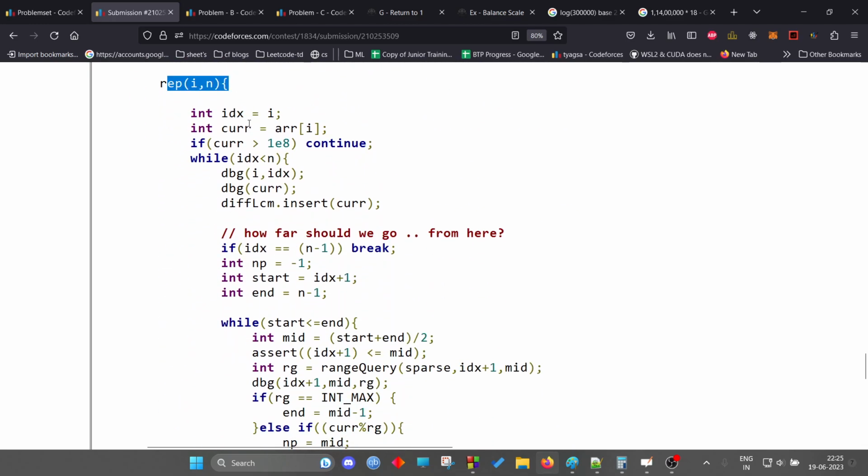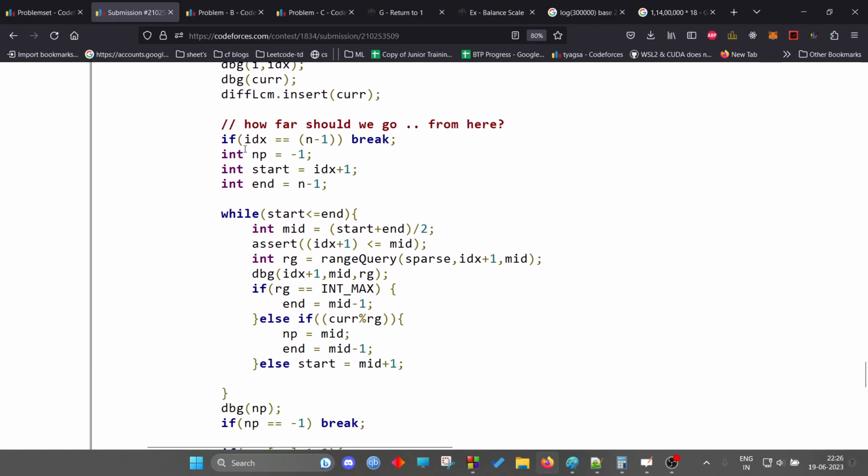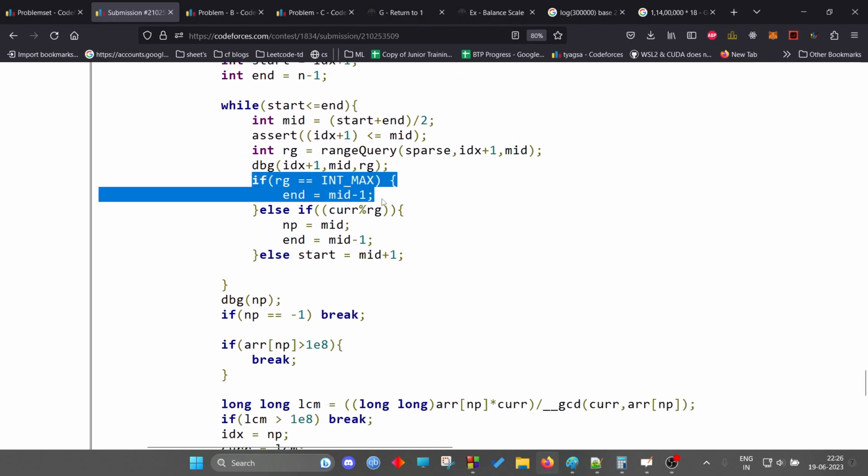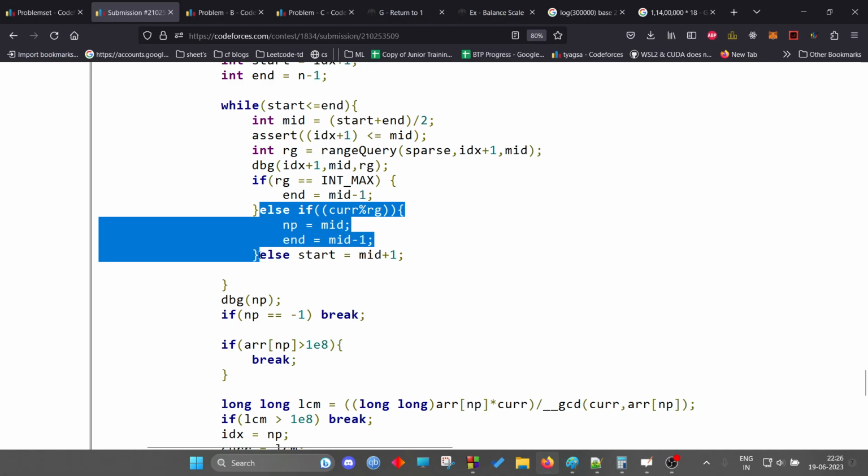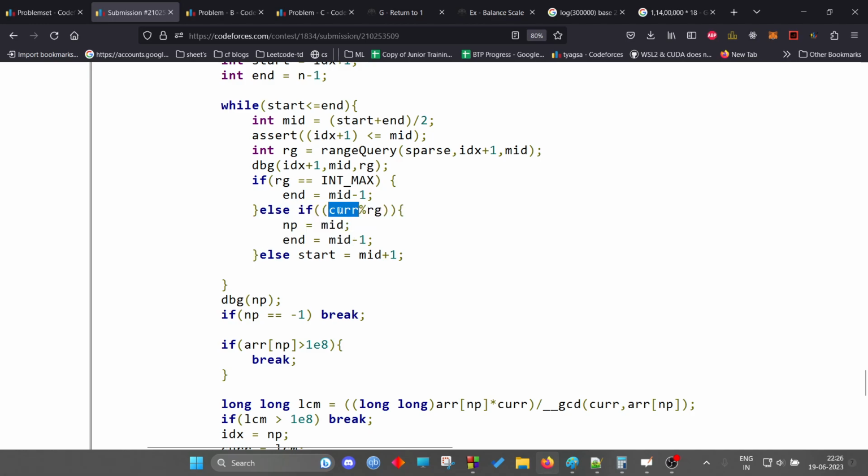Then we go over each index i to make it the left portion, and idx will represent where the LCM changes. So we are doing a binary search. We are doing a range query from idx plus 1 to mid. If it is equal to int max, that means it's very large, then we search to the left. And if the new LCM is not dividing the current LCM, then that could be our possible j, and we search to the left, otherwise we search to the right.